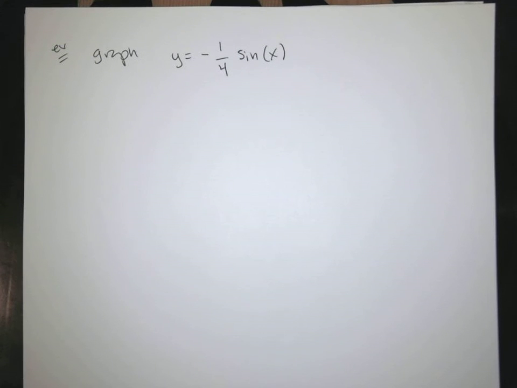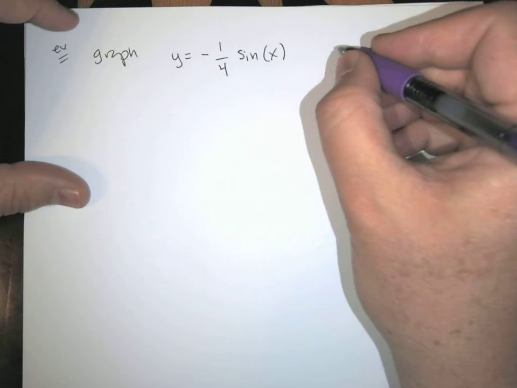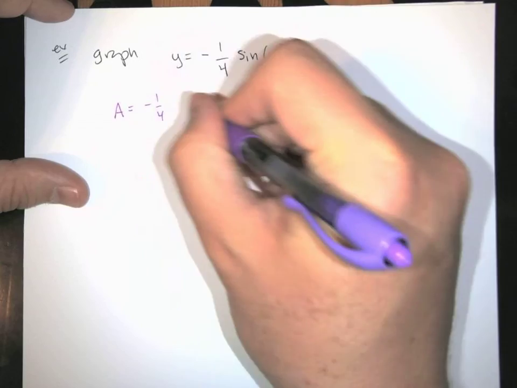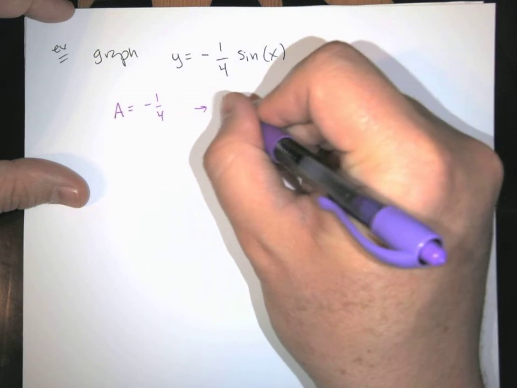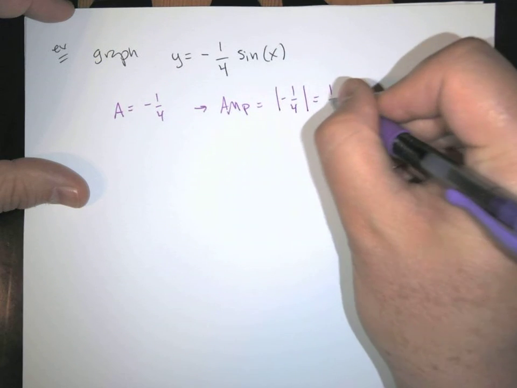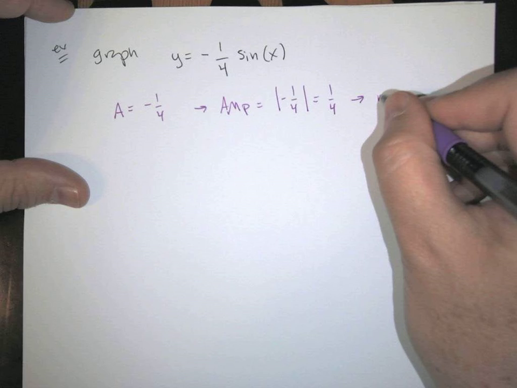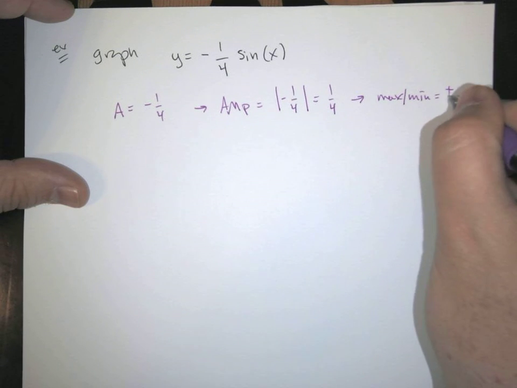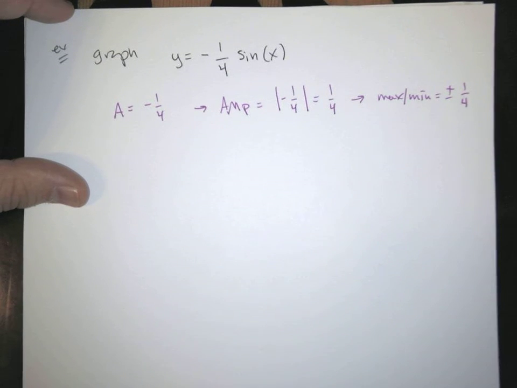So there are two things going on. This is a negative a value, and it's also an a value that's smaller, right? This is an a value that's less than 1. Nevertheless, for the most part, we're still going to operate on the same things. So a is negative 1/4. My amplitude is just going to be the positive version, my absolute value. So my amplitude is 1/4. That means my maximum and minimum are going to happen at positive and negative 1/4.